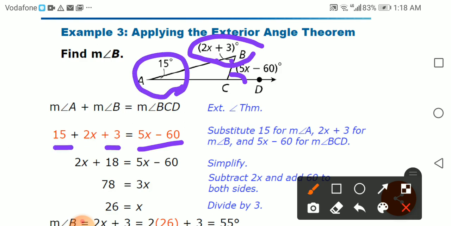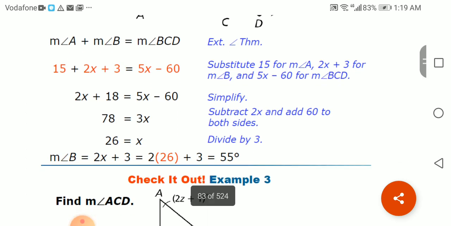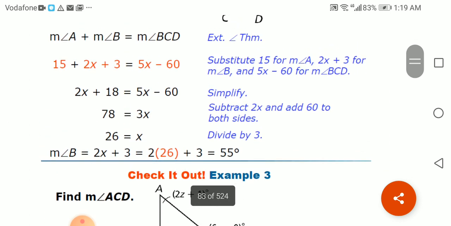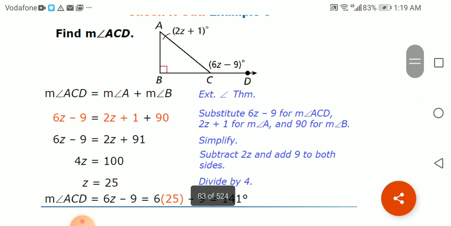So I will add the 15 plus 3, which gives me 18. 18 plus 2x equals 5x minus 60. I will put the x's together. 5x minus 2x gives me 3x, and the negative 60 goes to the other side as positive. So the summation will be 78. We have 78 equals 3x. Divide both sides by 3 and you get x equals 26. Then you can find the measure of angle B by substituting the value of x, which is 26, in this equation. I have another equation.